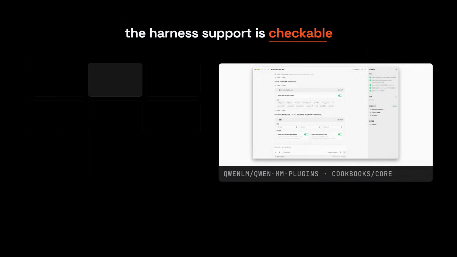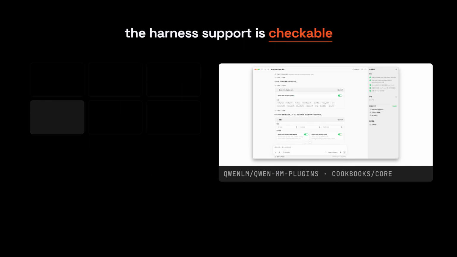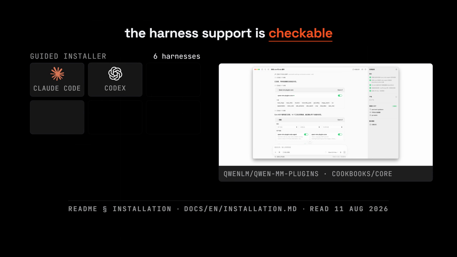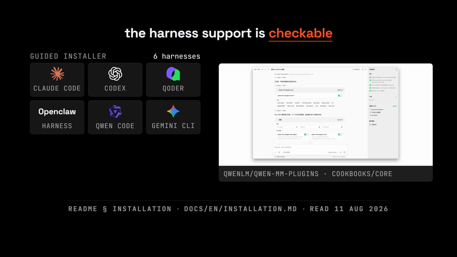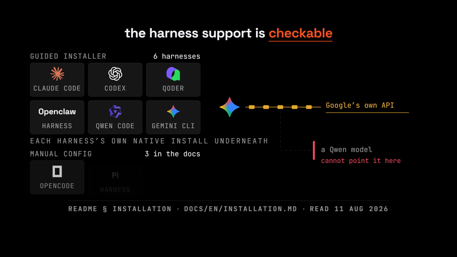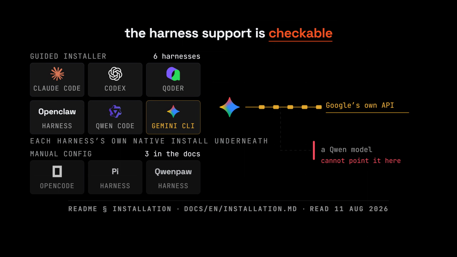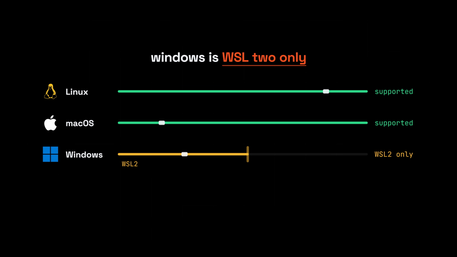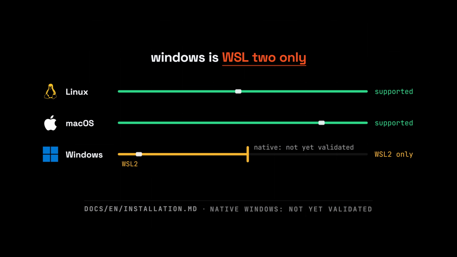The harness support is real and checkable, which is more than a lot of launches survive. The guided installer covers Claude Code, Codex, Qoder, OpenClaw, Qwen Code, and Gemini CLI, driving each harness's own native install underneath rather than reinventing one. 3 more get handwritten config blocks in the docs, OpenCode, Pi, and QwenPaw. Gemini CLI carries a caveat the repo states plainly. It only talks to Google's own API, so you cannot point it at a Qwen model. And Windows is WSL2 only, because native Windows, in their words, has not yet been validated.